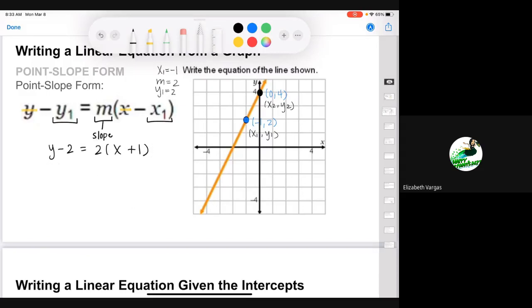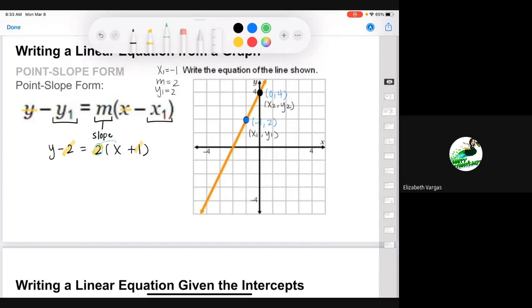Right? And the way I got to point slope form was I identified my slope, which is this one right here. I identified my x1, which is this right here, and my y1, which was this one right here. So I just plug that into slope point form. Okay, and now I can go ahead and simplify. So let me distribute this 2.